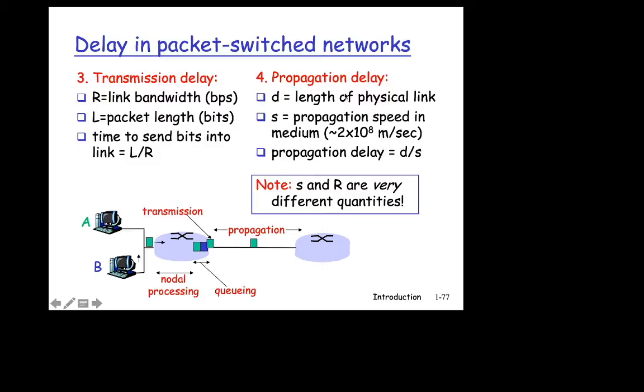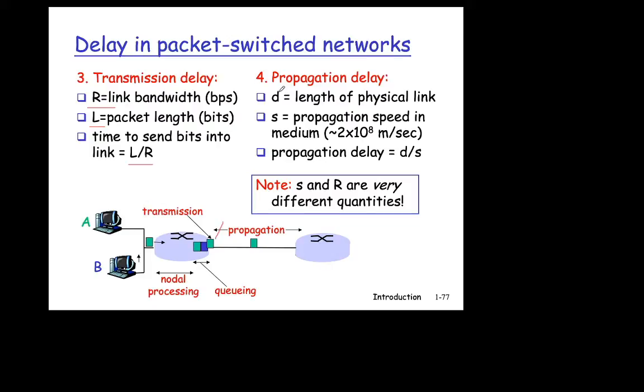Component 3 is the transmission delay, and it's calculated this way. R being the link bandwidth, L being the packet length, and the time to transmit the packet out will be L divided by R. And it's happening right here at the interface between the router and the link.